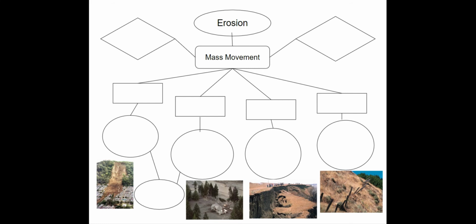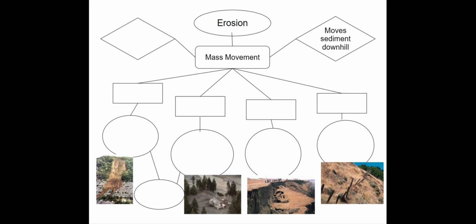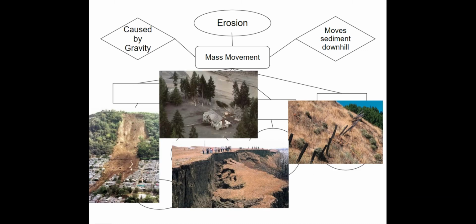So mass movement, we're moving a bunch of weathered material in a large section. Usually this is moving things downhill. And as we know, the force that pulls things down is gravity. So mass movement is caused by gravity. Here are some pictures we're going to look at, 4 different types of mass movement. Again, all of these are caused by gravity, as gravity pulls these sediments in the downward direction.